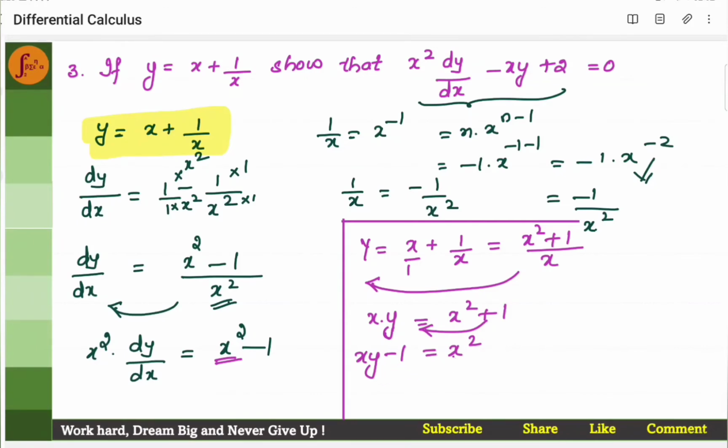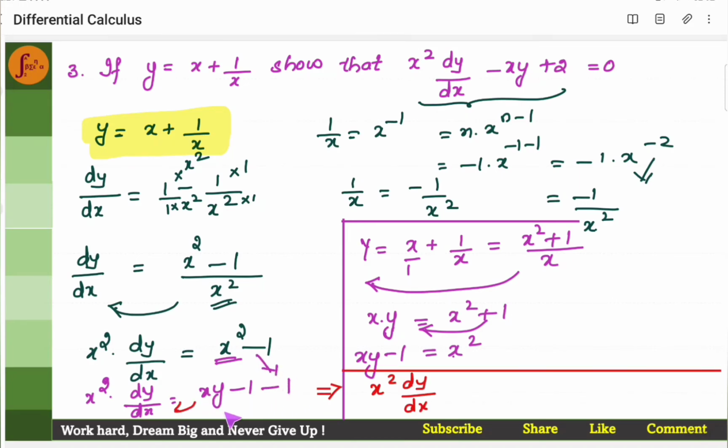So instead of x square, I'll put xy minus 1. What do I get? x square into dy by dx, with x square replaced by xy minus 1, and then minus 1. I'll shift all this to one side. So minus xy, minus 1 is minus 2. When I shift this side, it becomes plus 2, and I'll be left with 0, because I shifted the entire thing to this side. So I have proved the statement. Hence, proved.